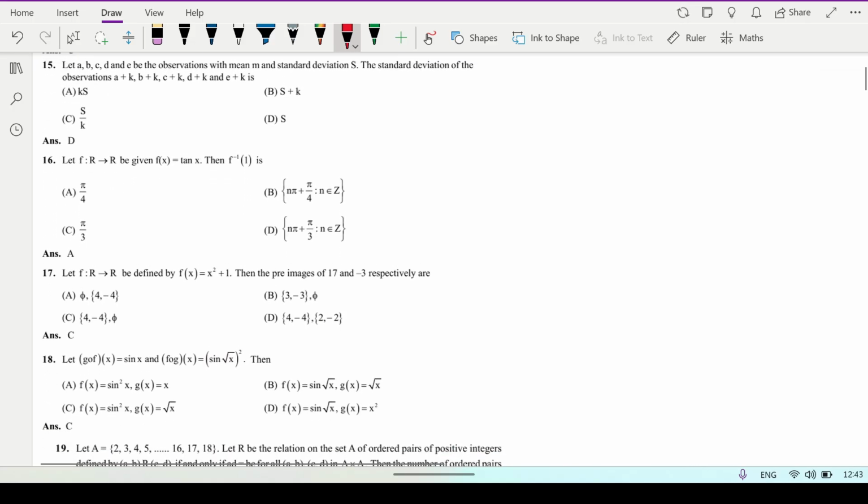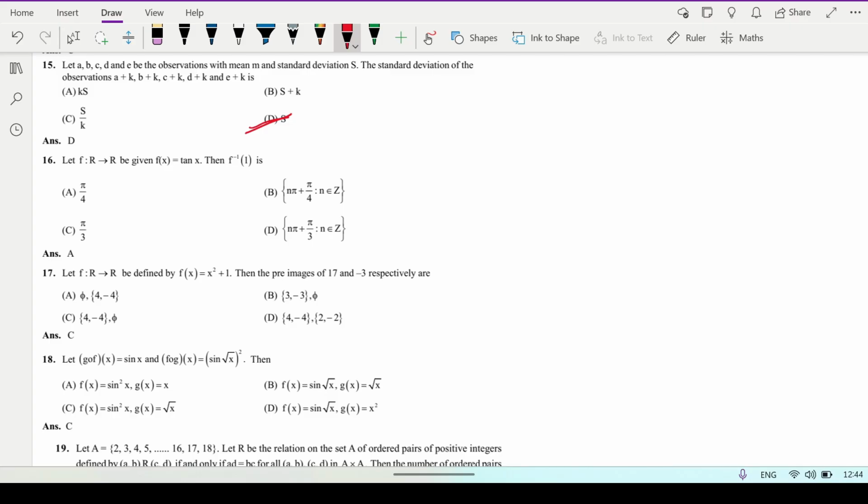Next one. Let A, B, C, D and E be the observations with mean m and standard deviation S. The standard deviation of the observations A plus K, B plus K, and so on, that means we are adding K to each term. If we add or subtract something to the given terms, the standard deviation will not change. It remains as it is. Therefore, the answer is option D. It remains as S itself.